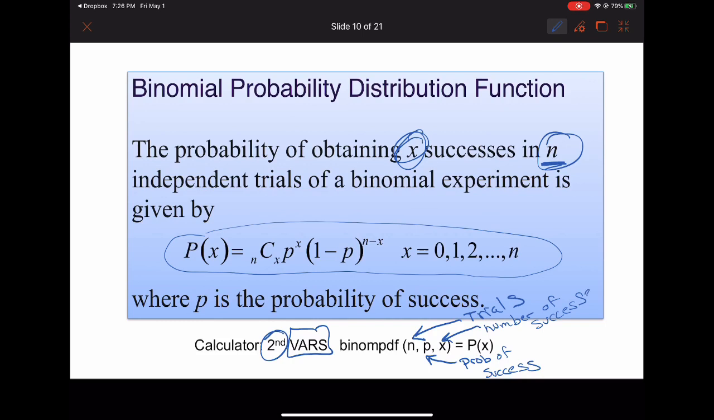So when you put this in your calculator, you're going to determine the probability of a certain number of successes when you have a certain number of trials, given that you know the probability of a success. So let's do an example here.